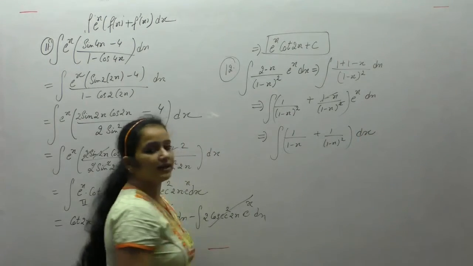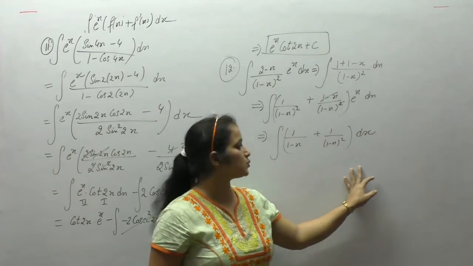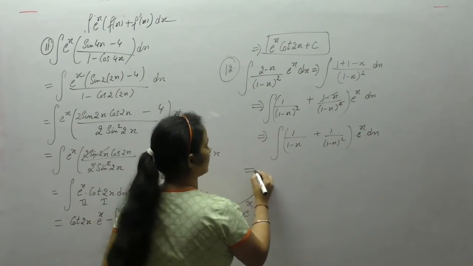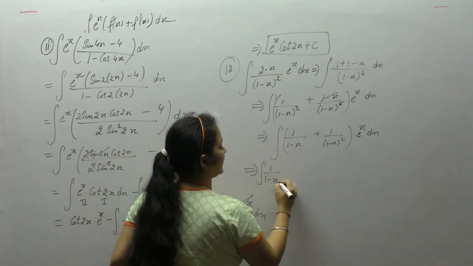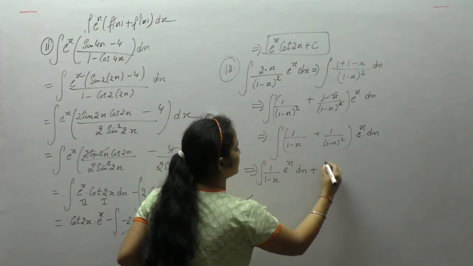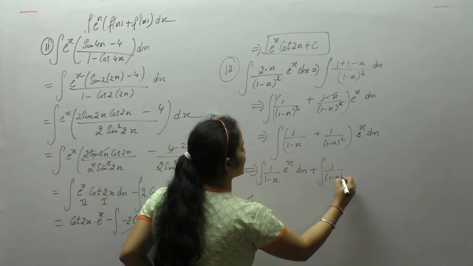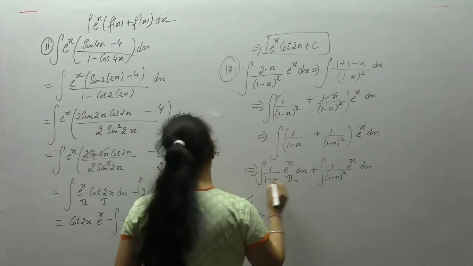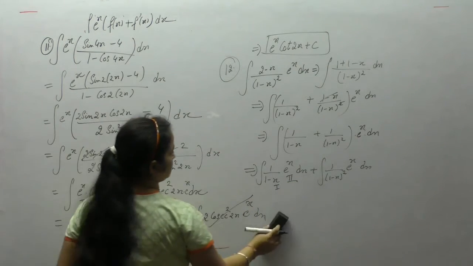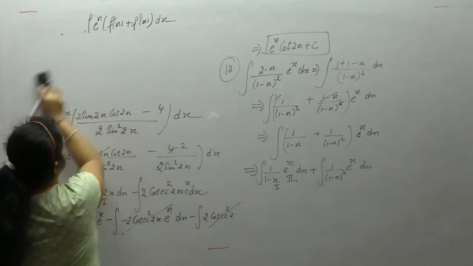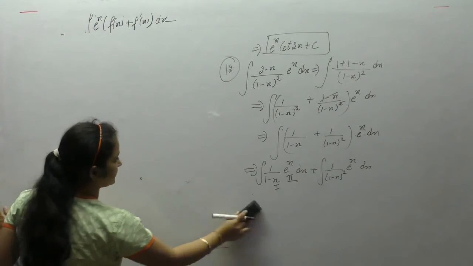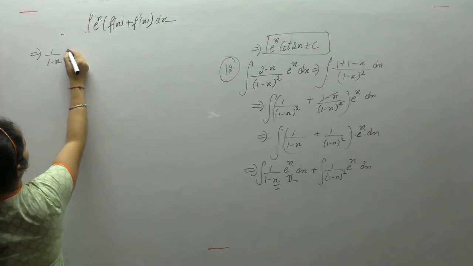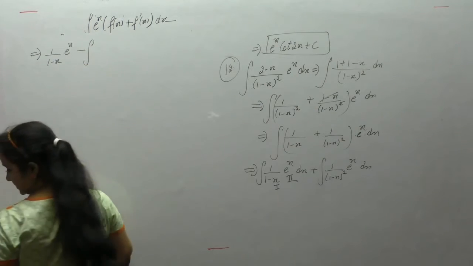Now we know the derivative of 1 upon x is minus 1 upon x squared. 1 upon (1 minus x) e^x dx plus 1 upon (1 minus x) whole squared. First, integral of second. First term as it is, 1 upon 1 minus x. Integral of e^x is e^x.